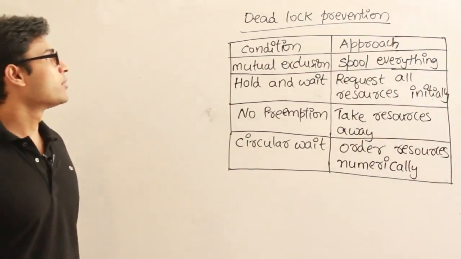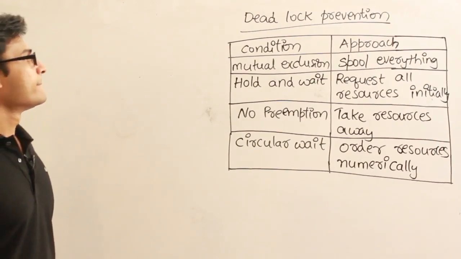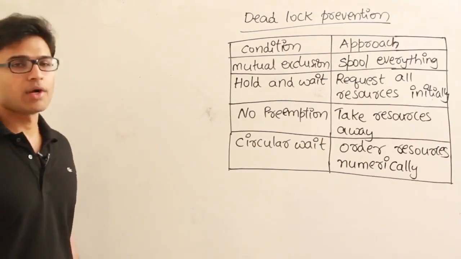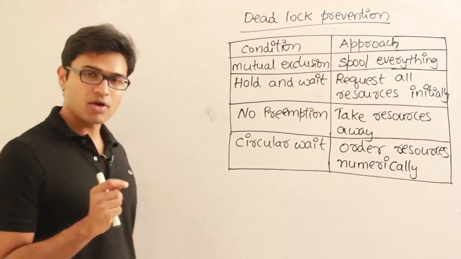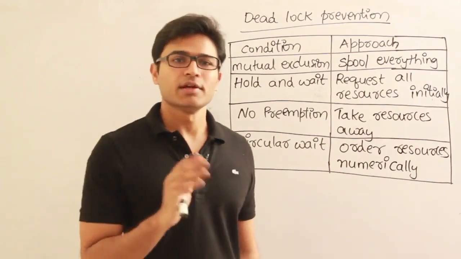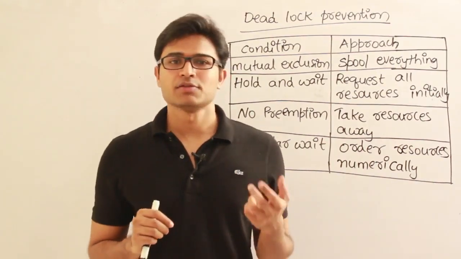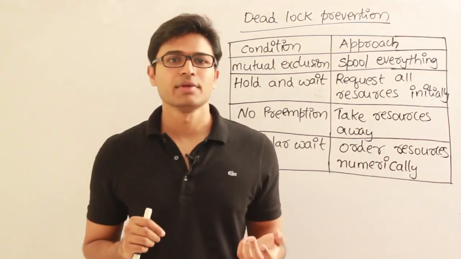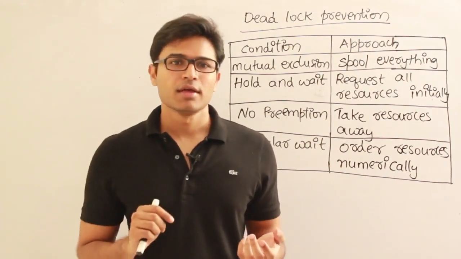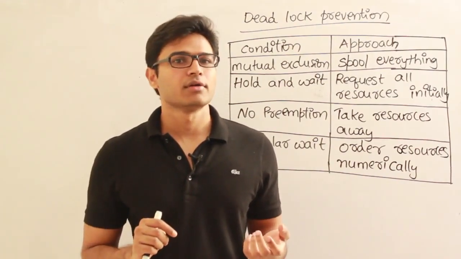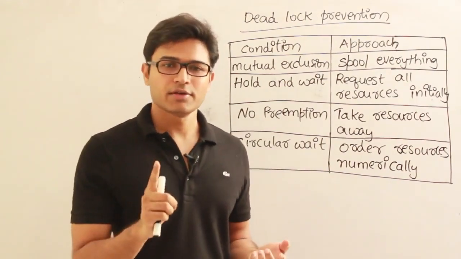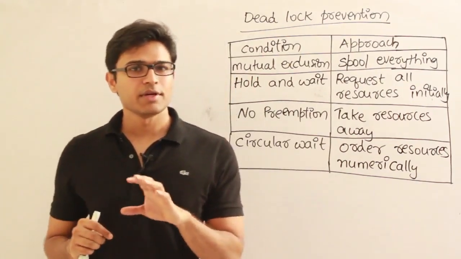Now let's see this deadlock prevention method. To know what prevention is, see, for a deadlock to happen, there are four necessary conditions, and if all of these necessary conditions hold together, then only deadlock would be possible. Now, if you could disable at least one of the conditions, then we can completely avoid the deadlock.